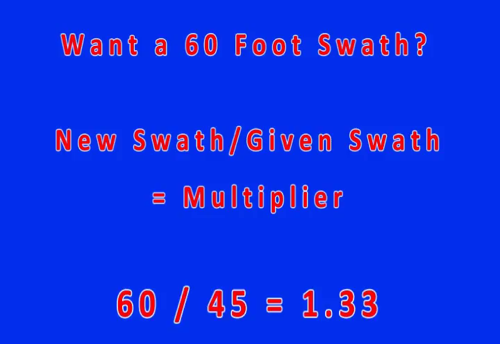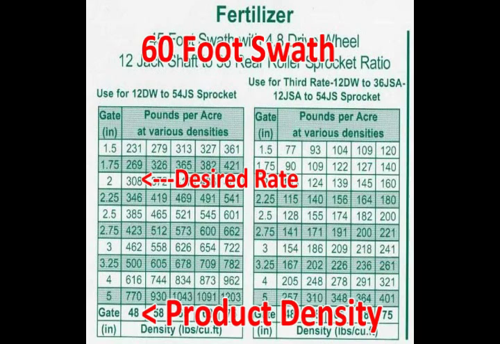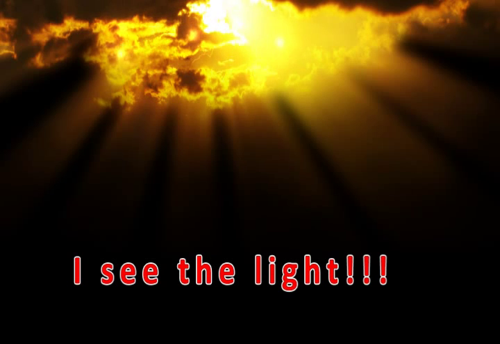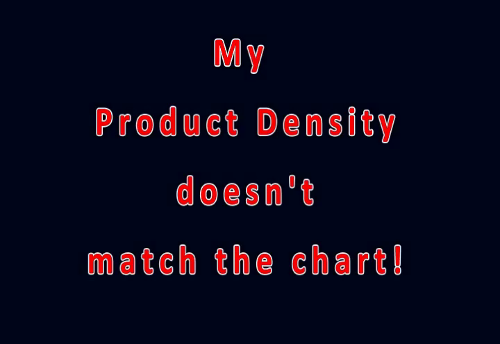Do you want a 60-foot swath? Divide 60 by 45 to get your multiplier. Multiply 1.33 times 2. Your new gate setting is 2.66 inches. Now you know how to change your swath width.